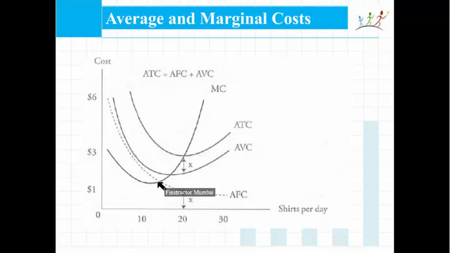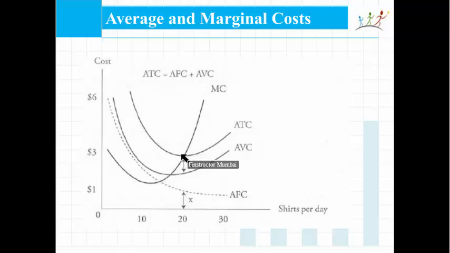Till the time the marginal cost curve is falling, both the average total cost and the average variable cost will be falling. As the marginal cost curve exceeds the average variable cost, the average variable cost will start moving up. That means wherever this intersection happens is the lowest point for the average variable cost. So average variable cost is the lowest at this level. It will start increasing from here onwards.